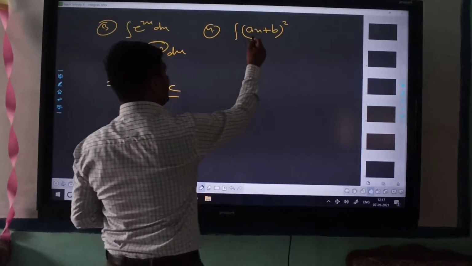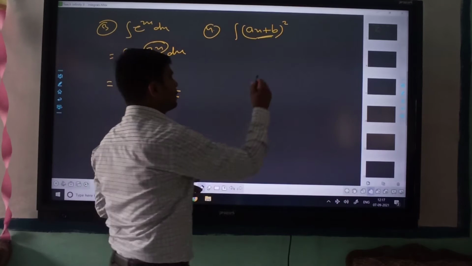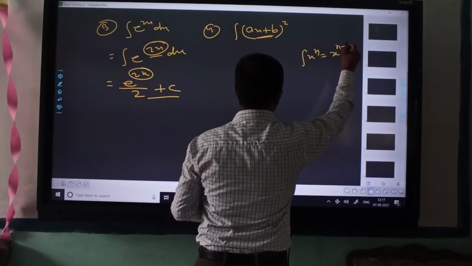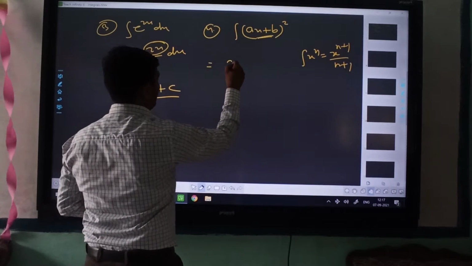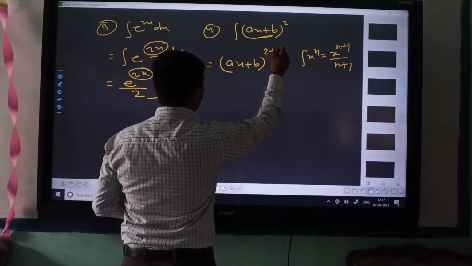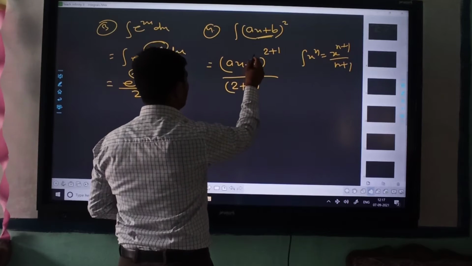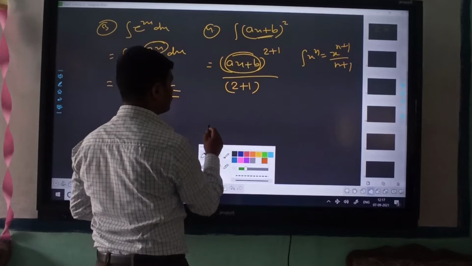You should consider it as x, and then you know the integration of x raised to the power n equals x raised to the power n plus 1 over n plus 1. So directly this means (ax plus b) whole raised to the power 2 plus 1 over 2 plus 1. But you know this is not x. That's why what you will do?